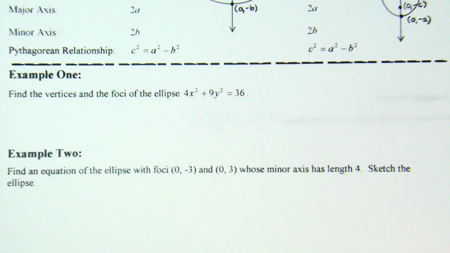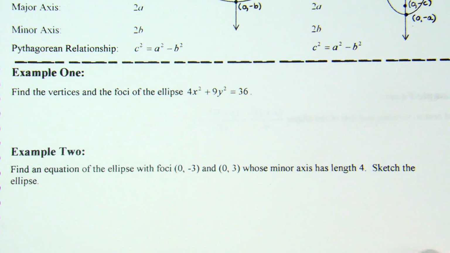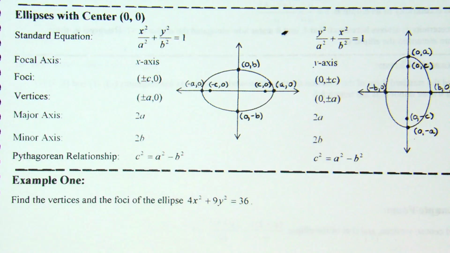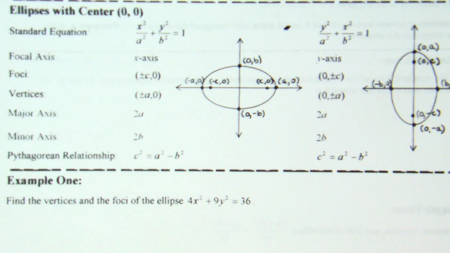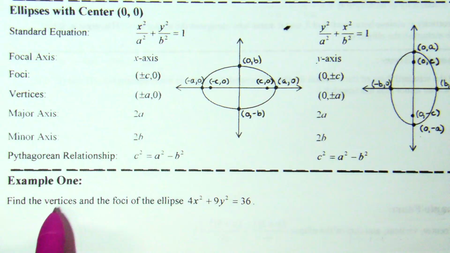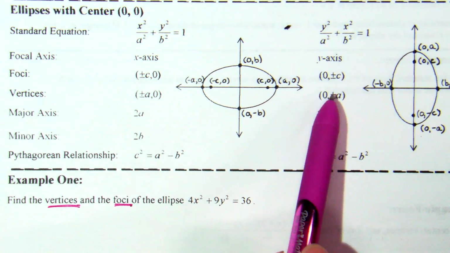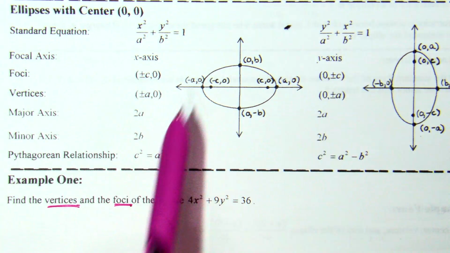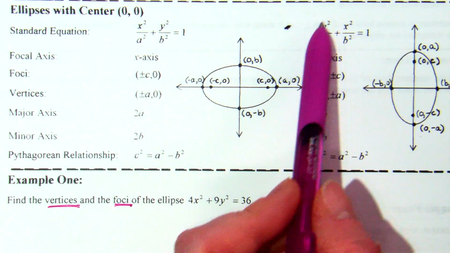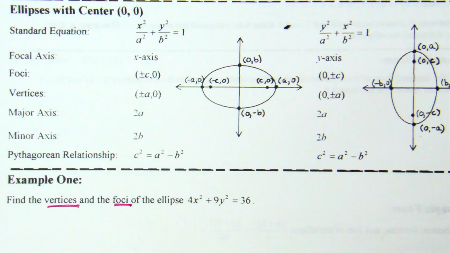Find the vertices and the foci of the ellipse 4x squared plus 9y squared equals 36. So we have a, b, c, right? We do not have a, b, c. We need to find them because when it says find the vertices and the foci, vertices and foci means I have to know a and c. And the big thing we have to look at is your standard equations, whether you look at the first column or the second column, because we don't really know which one this is right now.